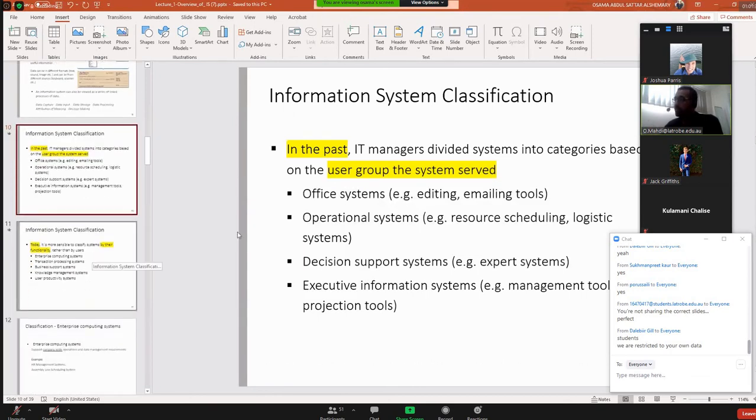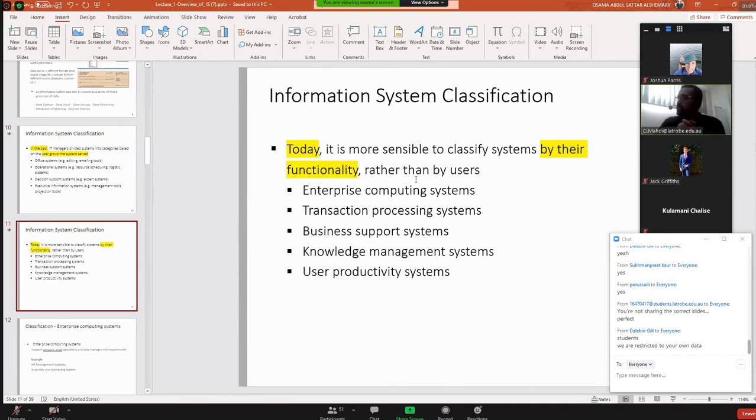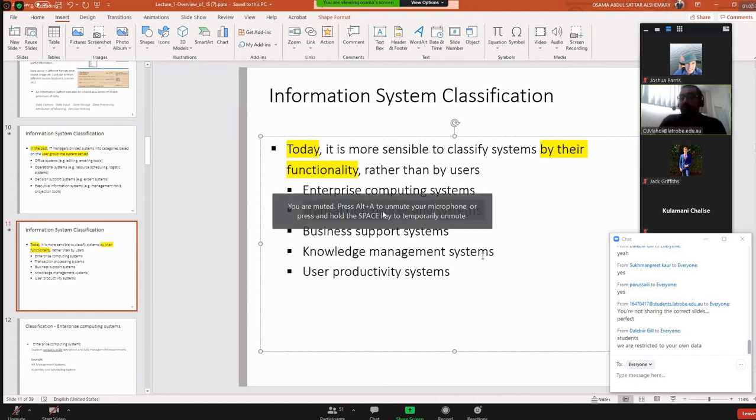However, more recently, when we talk about the information system, it's more related to the functionality of the system itself rather than the user group the system serves. So today it's more sensible to classify systems by their functionality. For example, when we talk about the enterprise computing system, when we talk about the transaction processing systems. Based on the functionality, based on the aim of this information system, what exactly the information system has been designed for, we can say this information system is related, for example, to a transaction processing system. This is what we call the main functionality.